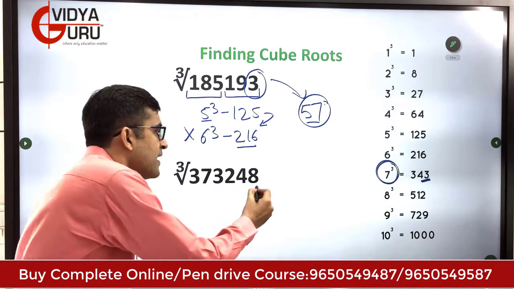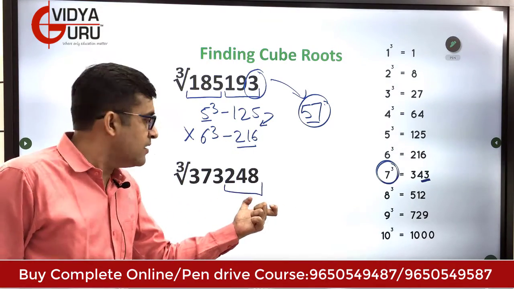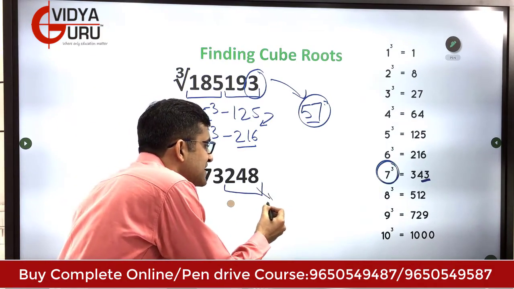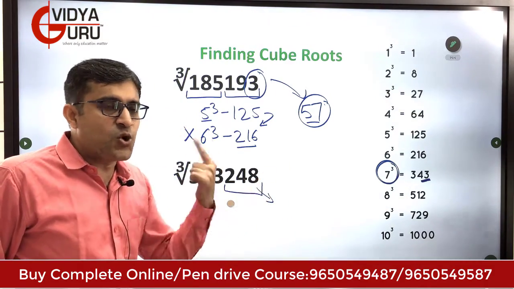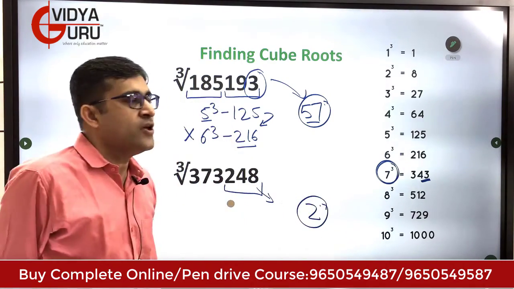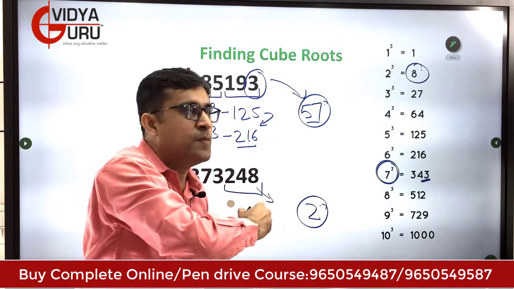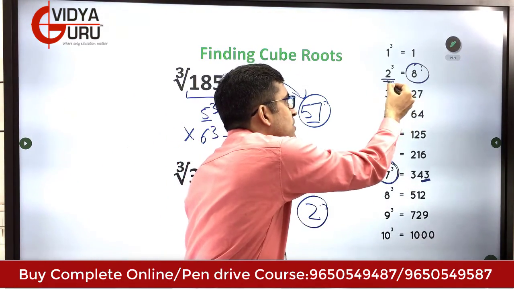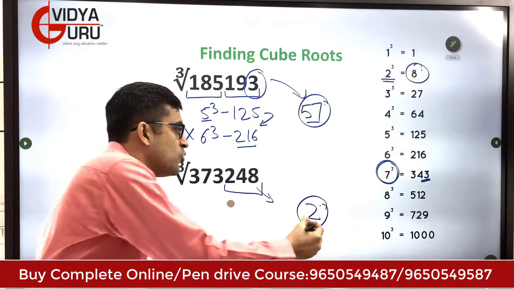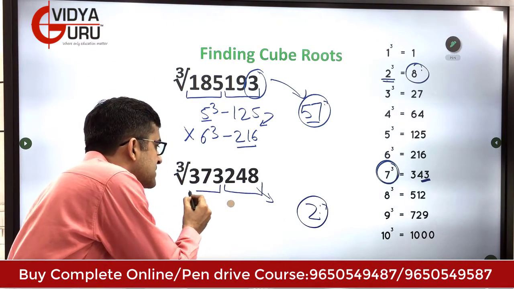When I look at the next one, I make the group right from the last 3 digits, and the units digit I know is 8. So the cube root will have to end in 2. Look at it, 8 is the perfect cube and its cube root is 2. So the units digit is 8, so the cube root has to end in 2.